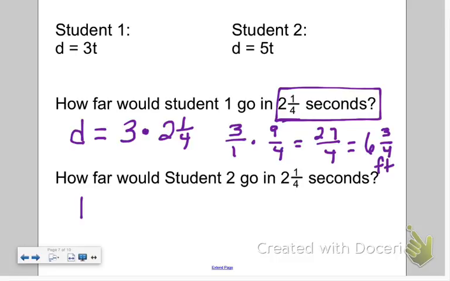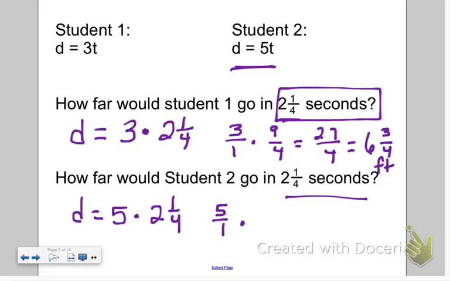What if it were student 2? I'm going to do the same thing. I'm going to plug it into my equation. We said that student 2 goes 5 feet per second, and we have to do 5 times the number of seconds. In this case, the number of seconds is 2 1/4. So 5 times 2 1/4 would be 5/1 times 9/4, because I turn mixed numbers into improper fractions. I'm going to multiply across. I'm going to get 45/4, and 4 goes into 45, let's see, 11 times with 1/4 left over. So in 2 1/4 seconds, student 2 would go 11 1/4 feet.